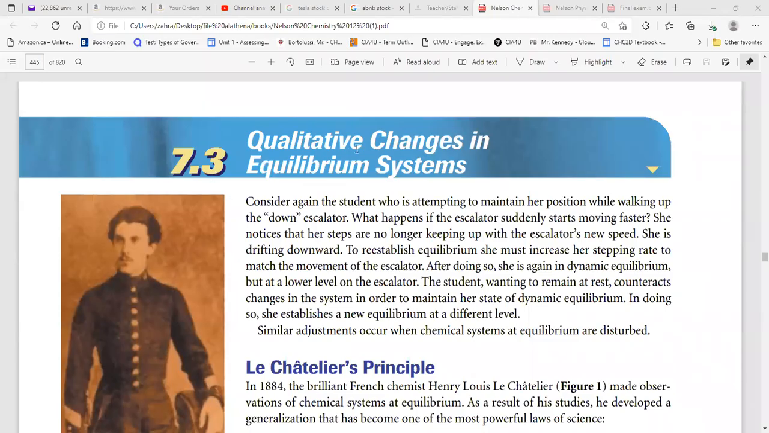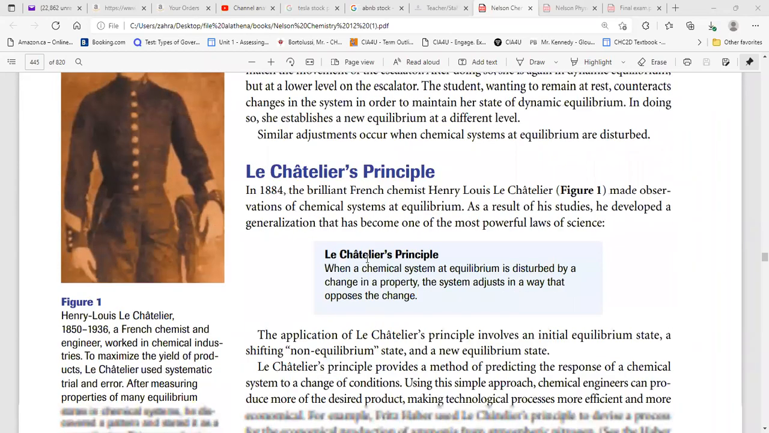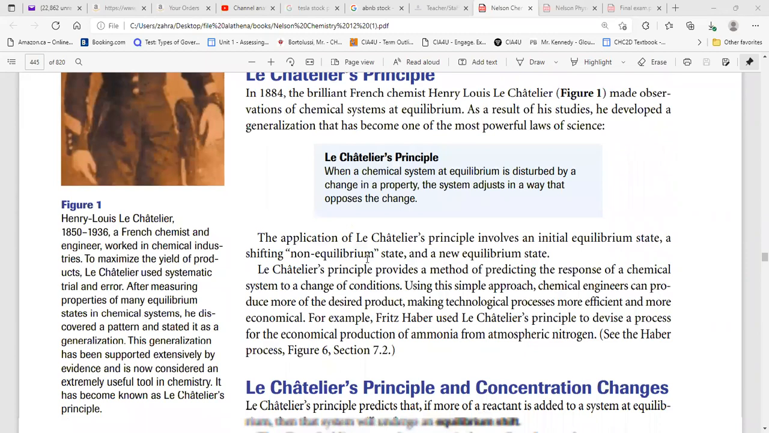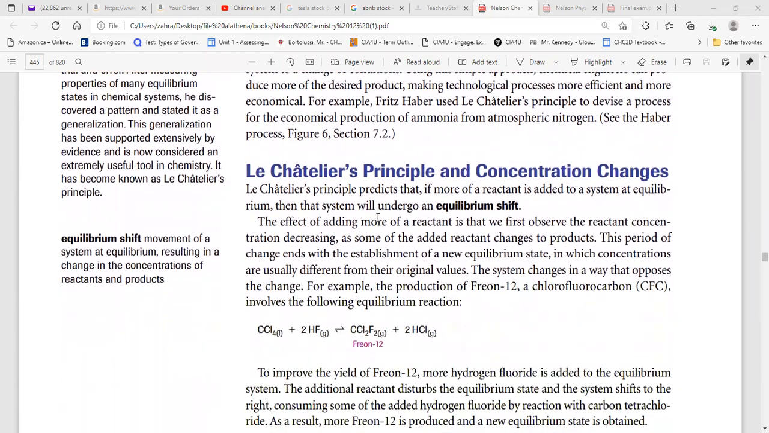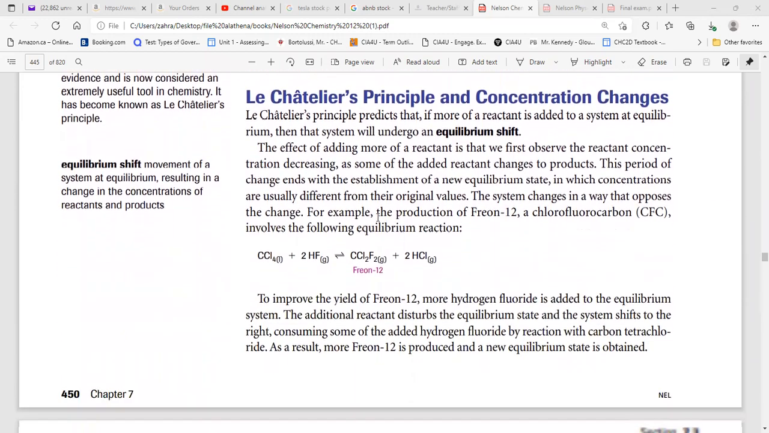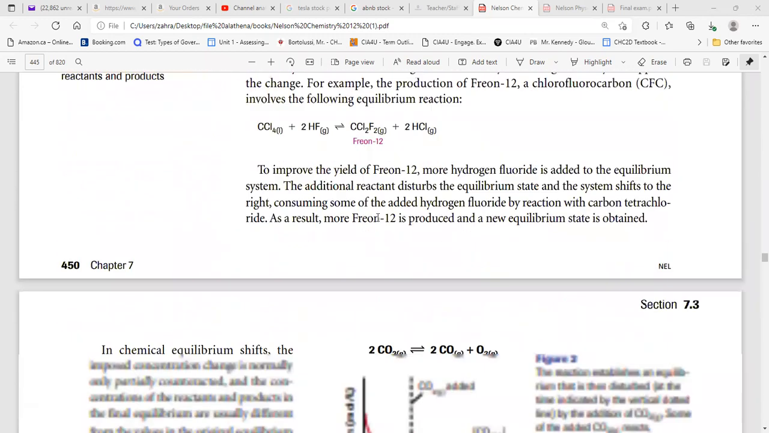10.3 Qualitative changes in equilibrium systems. There is a principle that if you disturb the equilibrium, the system adjusts in a way that opposes the change. Now we'll see what is going to happen here.